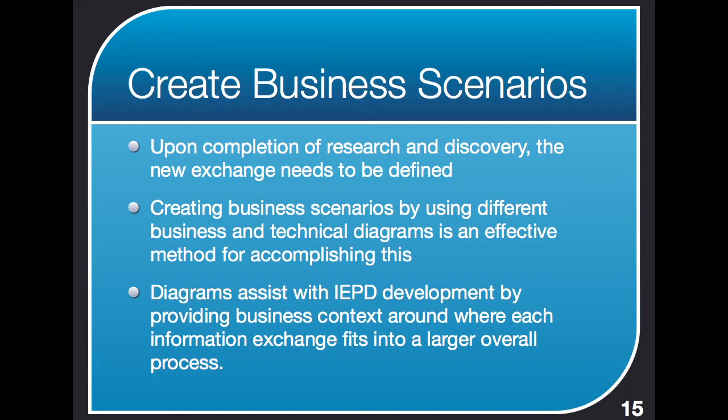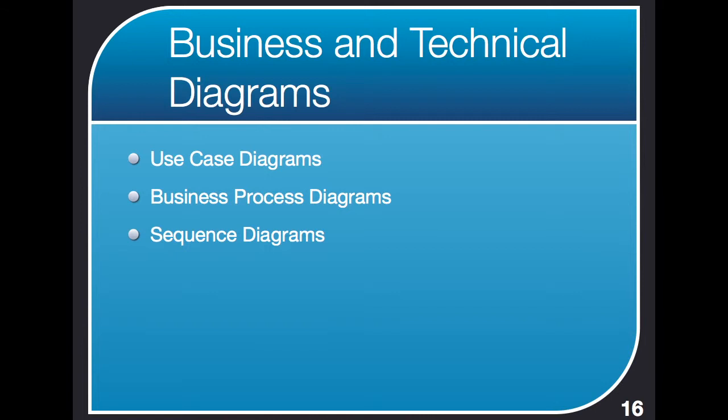Remember that making an IEPD is not just a technical endeavor. The business rules that surround the exchange are just as important as the chunks of data that are in the exchange. And so business diagrams help determine what those are. Business and technical diagrams are very useful in determining what the requirements of the exchange are. Use case diagrams show you how the different pieces fit together. Business process diagrams give you the context in which the exchange lives. Sequence diagrams show how different things fit together in time. And these are all useful in determining what the requirements of the exchange are going to be. They're also all artifacts that then end up in your IEPD.